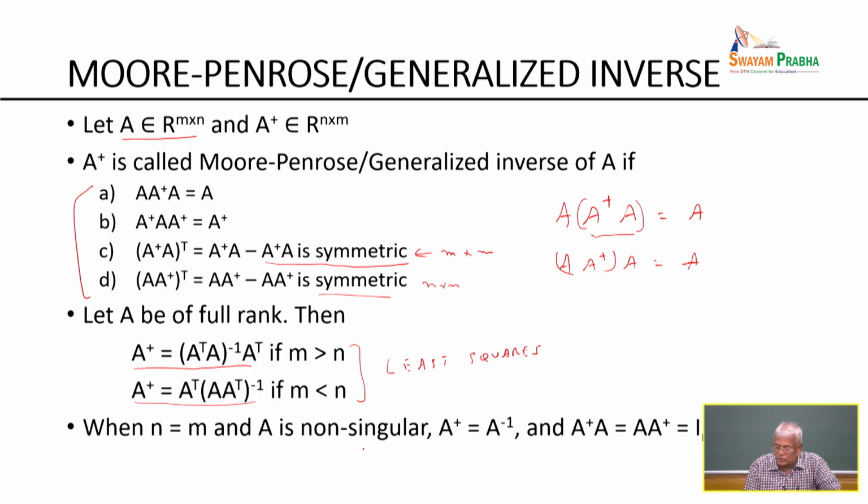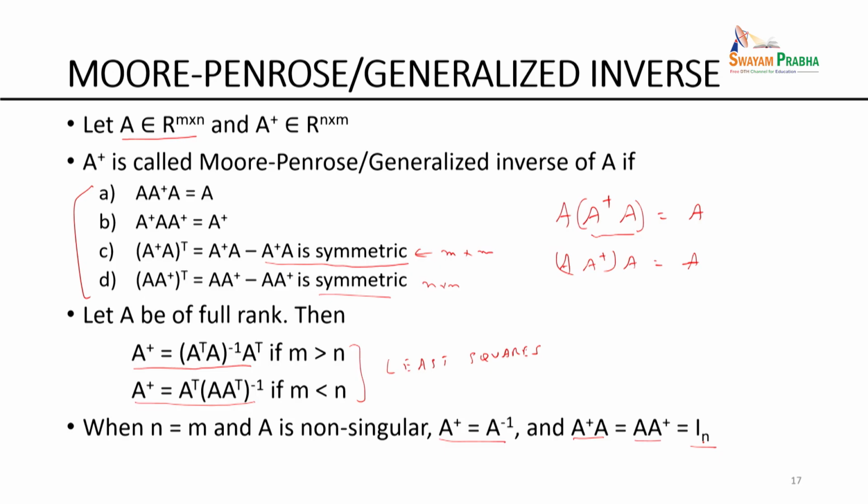When M is N, A is non-singular, the generalized inverse is the regular inverse. In that case, A plus A is equal to identity. This is exactly what Moore and Penrose asked for. How do I define the inverse of a rectangular matrix that will become the inverse of a square matrix when M is equal to N? With me? And how do I generalize this? So this is the specialization, this is the generalization. The specialization was known for a long time, they generalized it. Are you all with me?